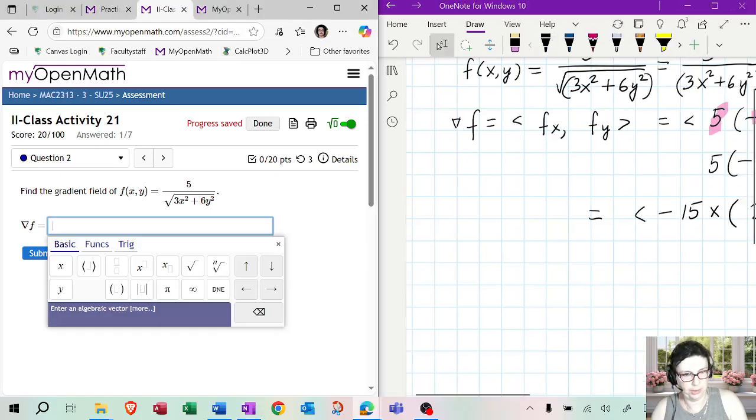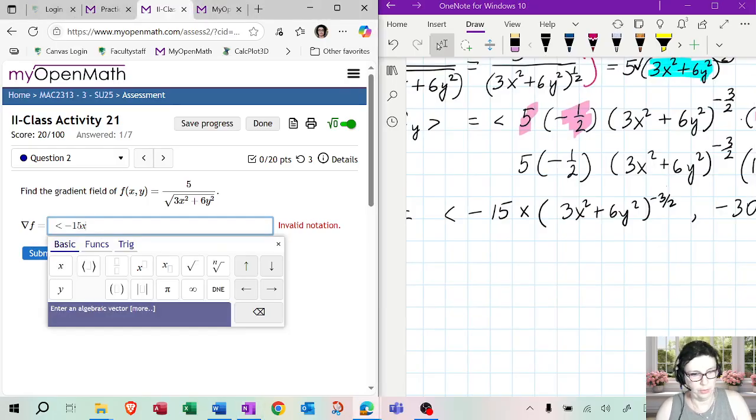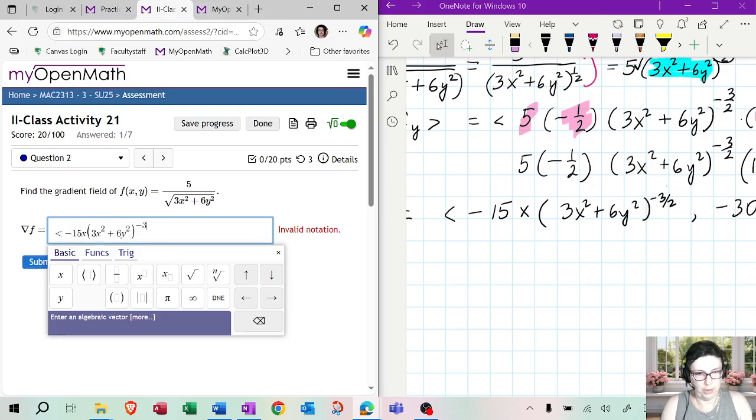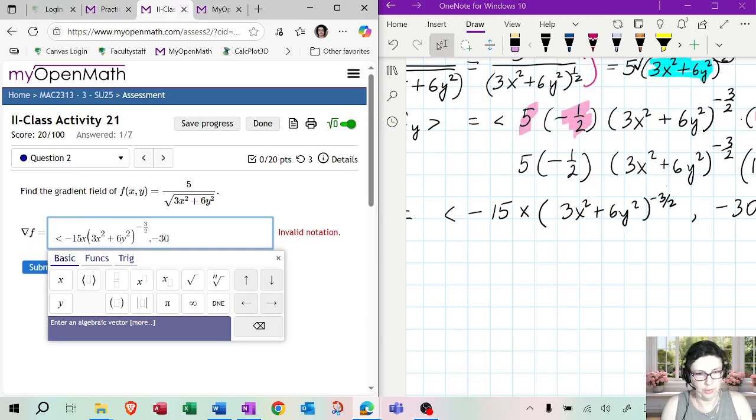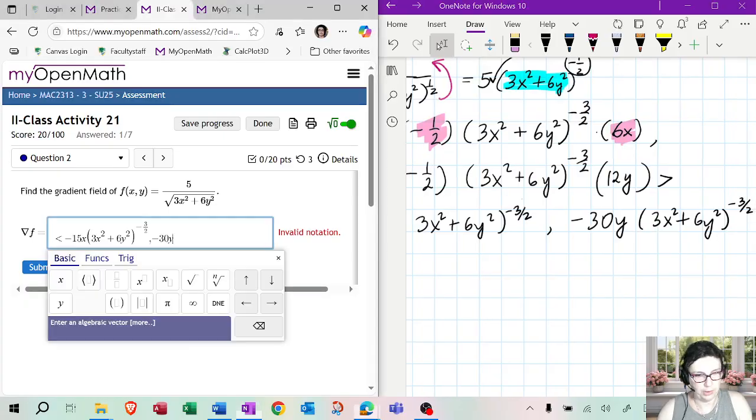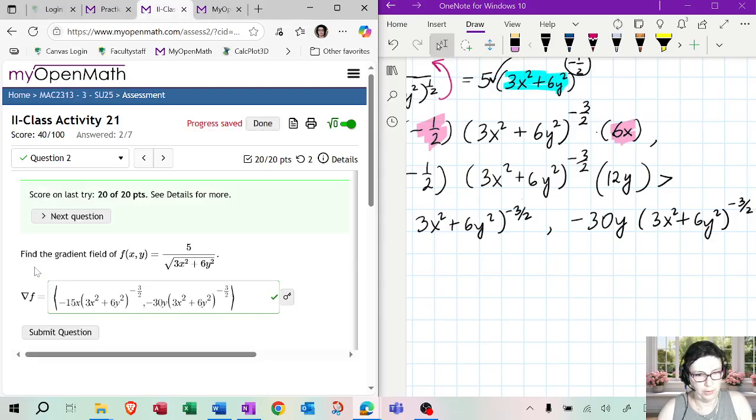Let's check this out. I am going to show you that I got it. Okay, this whole thing is to the negative 3/2. That's the first one. The second one is negative 30y times the same thing. So I'll just highlight this, and let's submit it and see what happens.